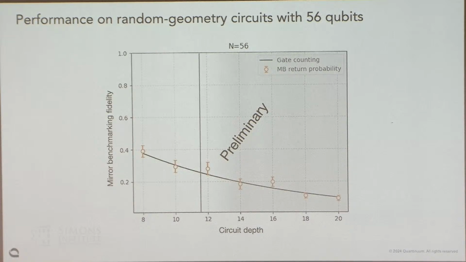Anywhere. Yeah, good question. It's the full depth. So for example, at 12, this means that a depth 6 circuit was mirrored to produce a depth 12 circuit.